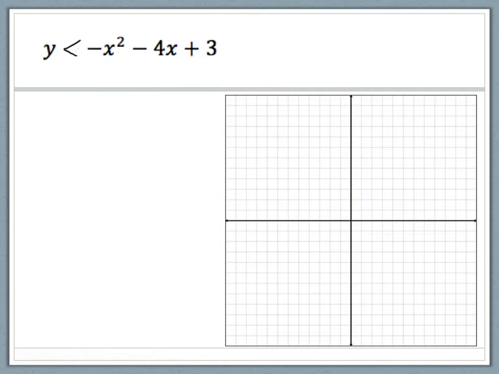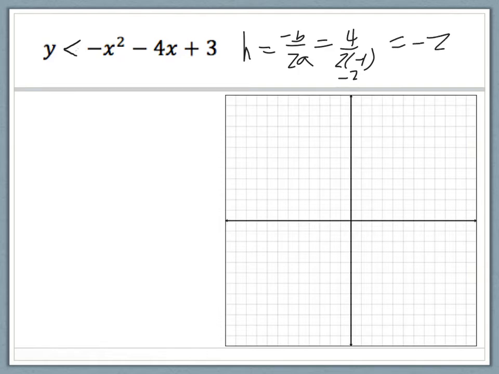Alright guys, so this inequality I notice is in standard form, so I need to put it into vertex form. So that means I need to find my h. So we have to do opposite of b, so over 2a. And so opposite of -4 is +4. Over 2 times my a, which is -1. Well, 2 times -1 is just -2, so 4 divided by -2 is -2.